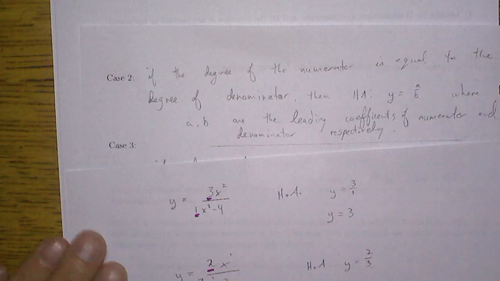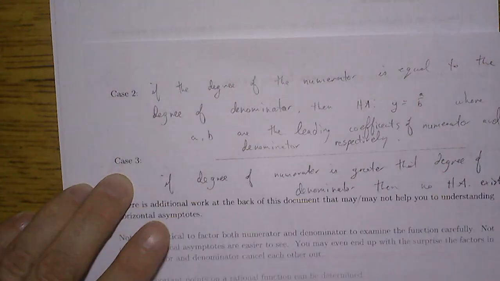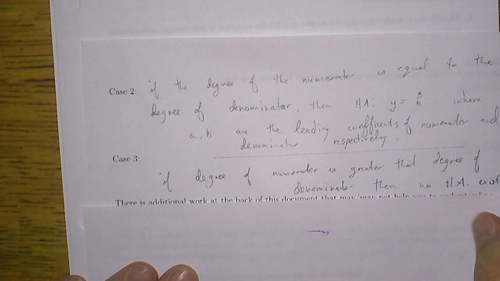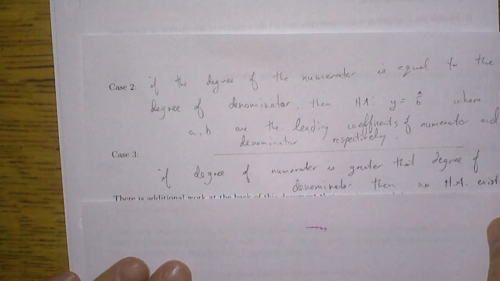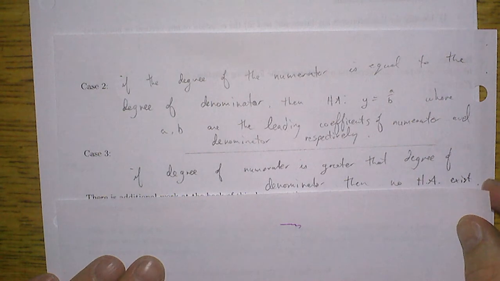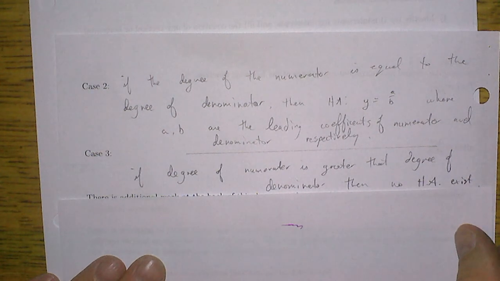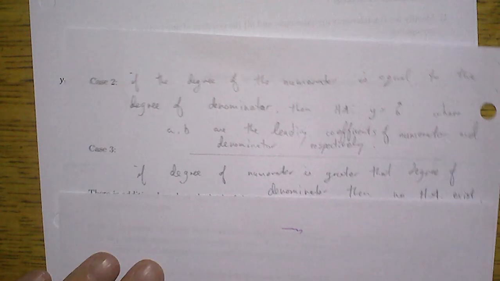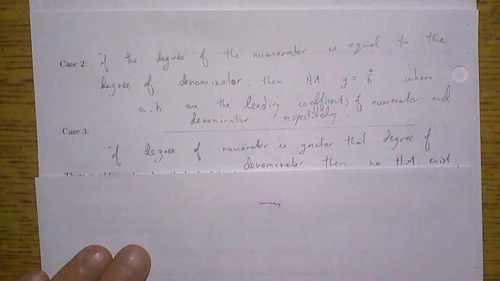Pardon me. So case 3: if the degree of the numerator is greater than the degree of the denominator, then no horizontal asymptote exists. So that's fairly straightforward, I think. Every single graph you've encountered has never had a horizontal asymptote. If I may just have a brief sketch here, I'm going to give you an example.